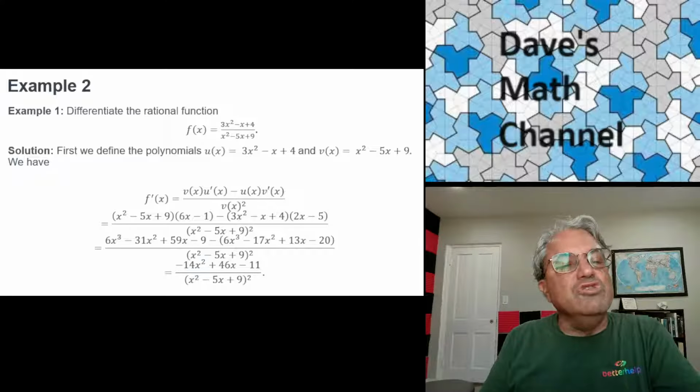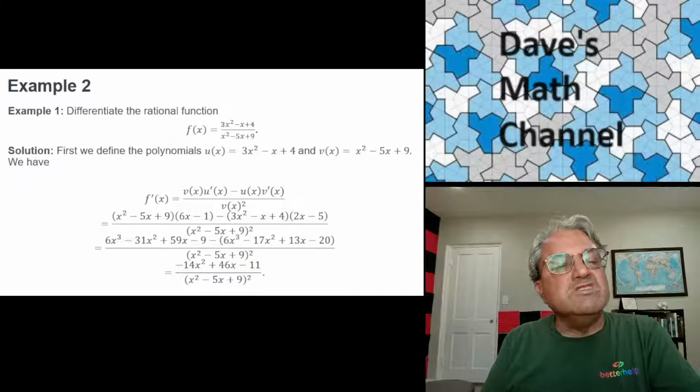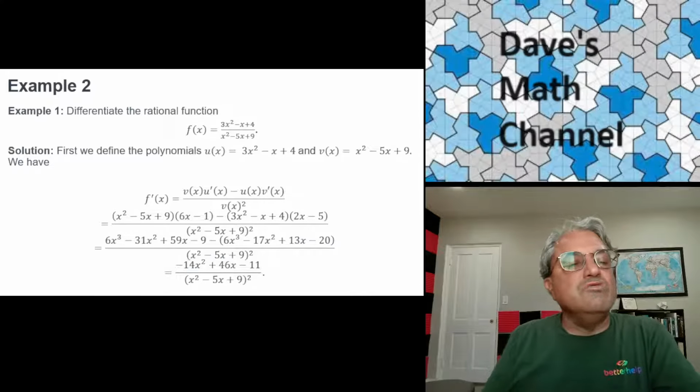So anyway, for the cubic term here, we get 3x squared times 2x. That's 6x cubed. And then for the quadratic term, we get 3x squared times minus 5. That's minus 15x squared. And then you're going to get minus x times 2x. That's minus 2x squared. When you collect those, you get minus 17x squared.